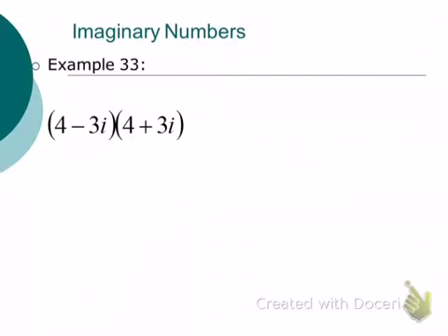4 minus 3i times 4 plus 3i. Now, what do we have here? What's the relationship between these two numbers? Why am I calling these two numbers? Here's a number and here's a number. Is this a binomial? No, it's one complex number, right? It's not a binomial. The rules kind of apply, like multiplying binomials, but it's not two terms. It's one number.